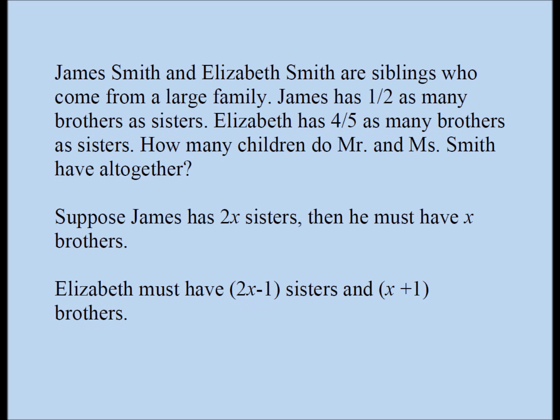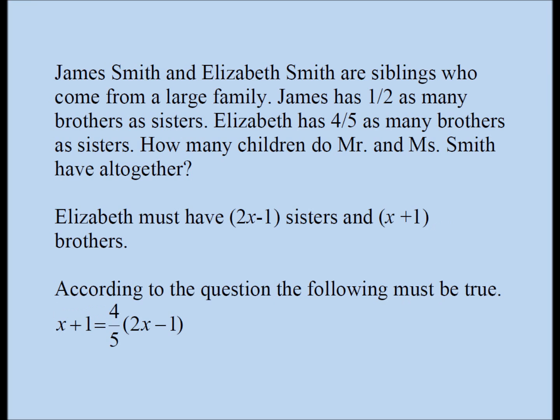Okay, the next goal is to write our equation. This line is coming from the previous slide. Elizabeth must have 2x minus 1 sisters and x plus 1 brothers. Now we are going to use this statement to write our equation. Elizabeth has 4/5 as many brothers as sisters.